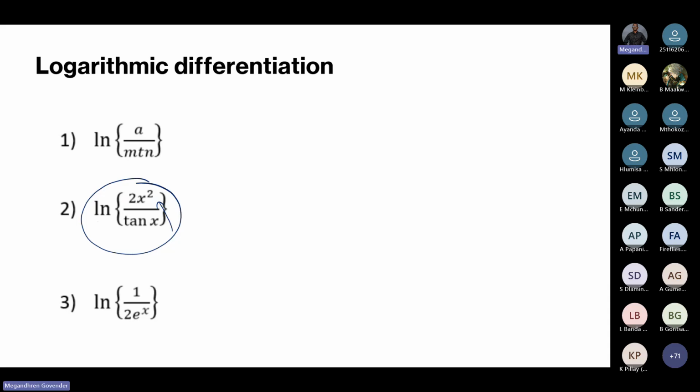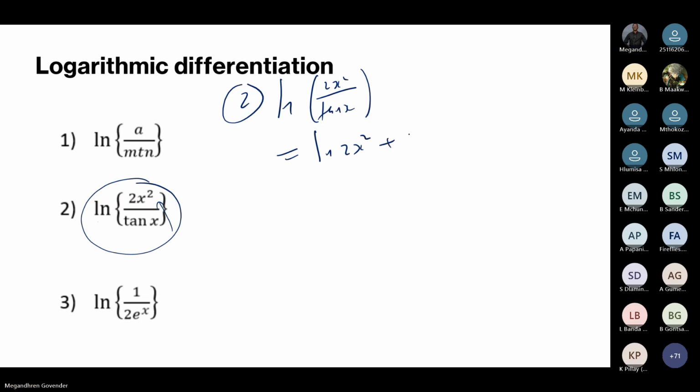And that is, you would say, but hang on, this is ln of a quotient. I just want to show you question 2 explicitly in terms of x. So ln of 2x squared over tan x. What is that? This thing goes like ln. Tell me whether you agree with this one. Is everyone happy with that first part there?